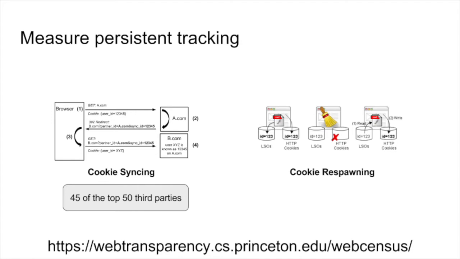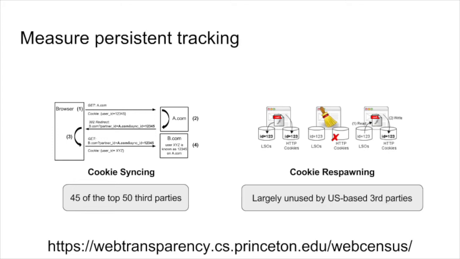In addition, we could use this to measure cookie respawning, a technique some trackers use to bring cookies back into the browser after the user deleted them, by storing them in multiple locations that the user may not clear when they clear their cookies. And in seeming response to lawsuits of the past, we find that this is largely unused by US-based third parties, although there are some popular third parties still using it globally.